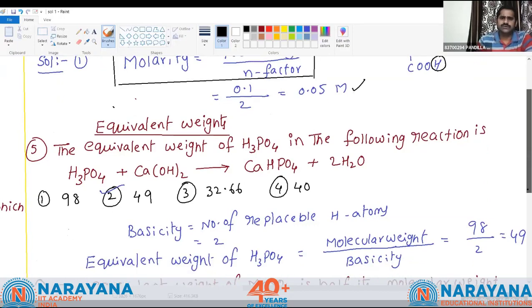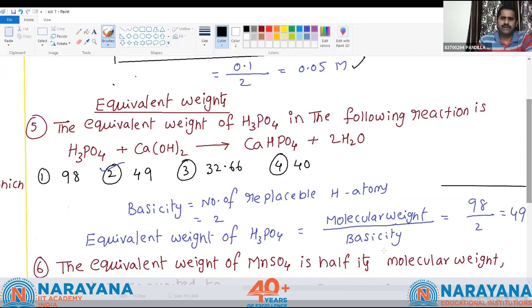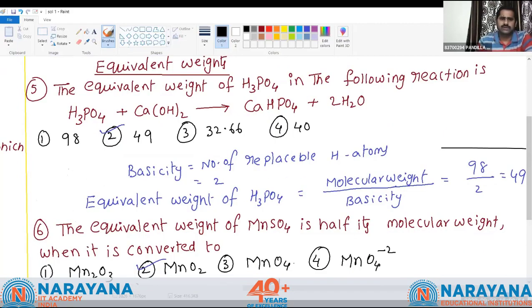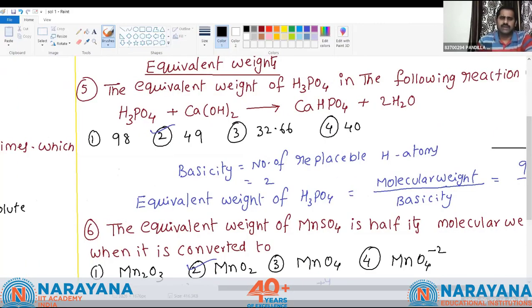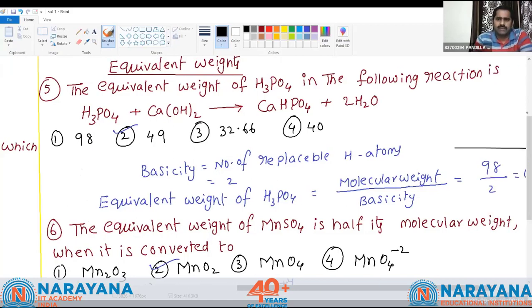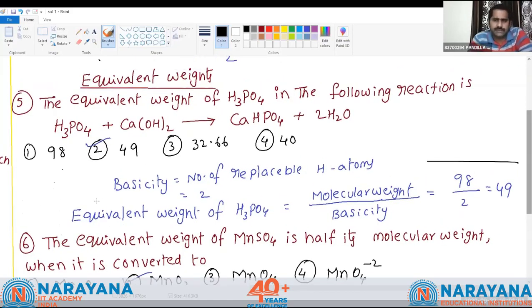Now, students, next question. It is a question related to equivalent weight. Please observe. The equivalent weight of H3PO4 in the following reaction: H3PO4 with calcium hydroxide gives CaHPO4. Please observe the change in the H3PO4 formula. Here 2 hydrogens of H3PO4 are replaced by calcium. That's why the n factor here is 2.